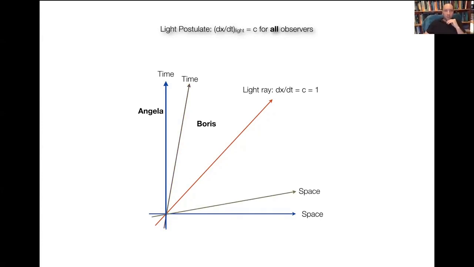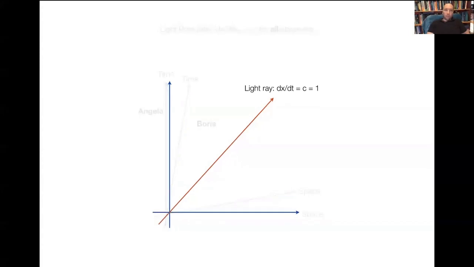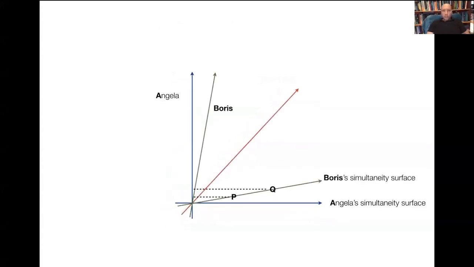Well, he says that in order to preserve this constancy of the speed of light, we must tilt also this space axis as well. This space axis is the set of events that Boris considers to be now, to be present. The blue space axis is the set of events that Angela considers to be now. And you can see if we tilt Boris's up a little bit, then we preserve once again the fact that light is moving 1 unit of space in 1 unit of time. So what this means is that there'll be certain events that Boris considers to be simultaneous, that for Angela will be successive. P comes before Q for Angela. P and Q are simultaneous for Boris.